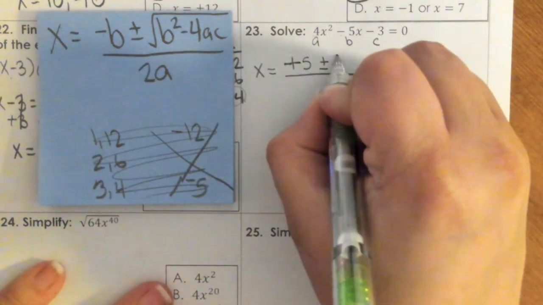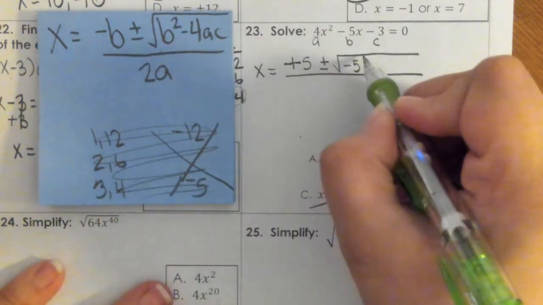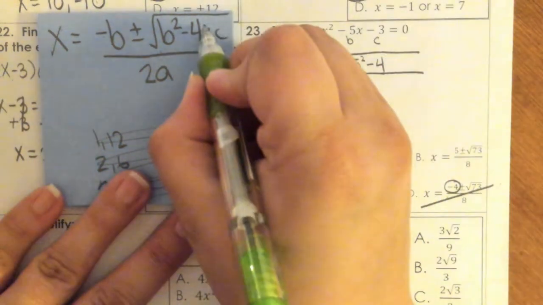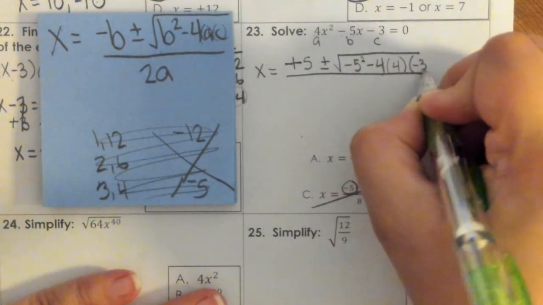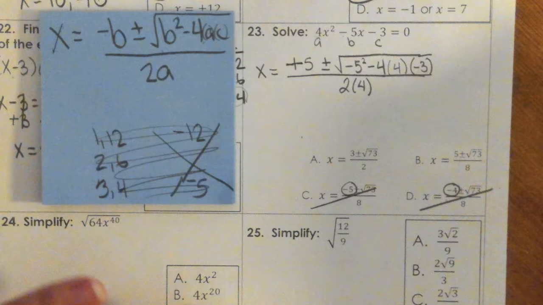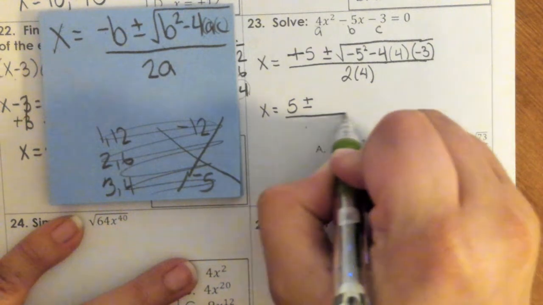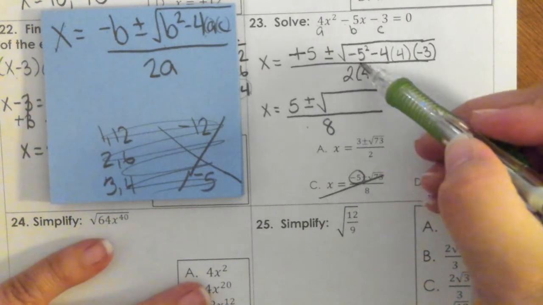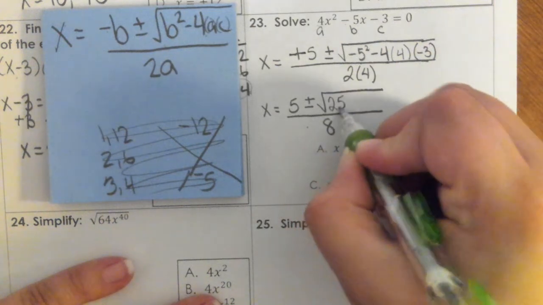So I've got square root of b squared, so negative 5 squared. Then minus 4. And we discussed that when you do the a and the c, you put parentheses around it. So times 4 times negative 3. And then lastly, 2 times a is 2 times 4. Okay. So now I have that positive 5. We know 2 times 4 is going to be 8. Now, negative 5 squared is negative times negative. Negative 5 times negative 5 is 25.